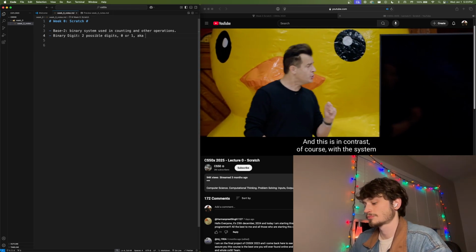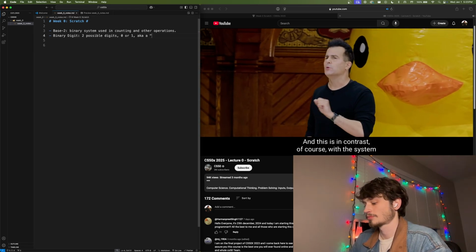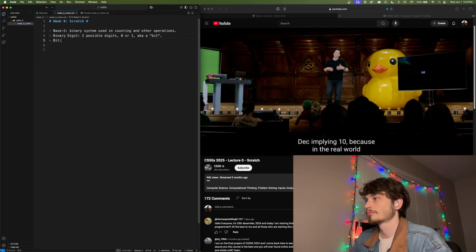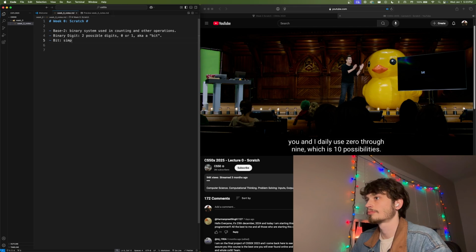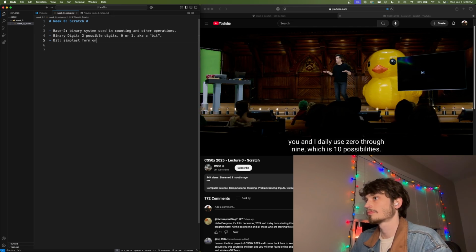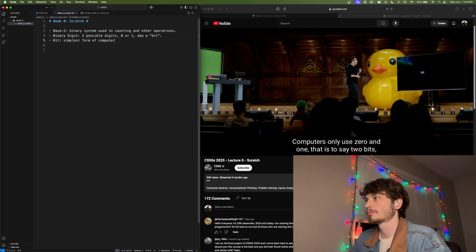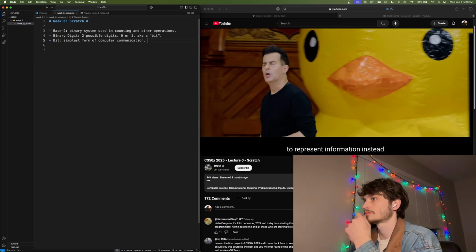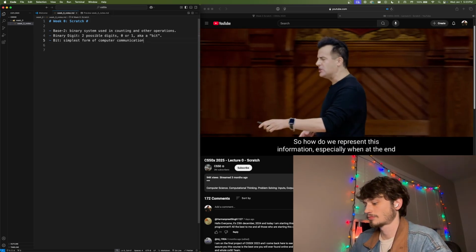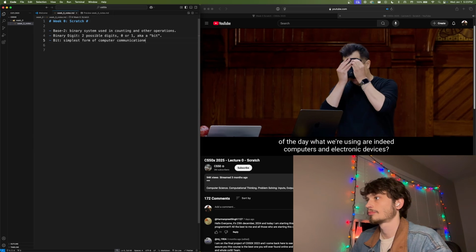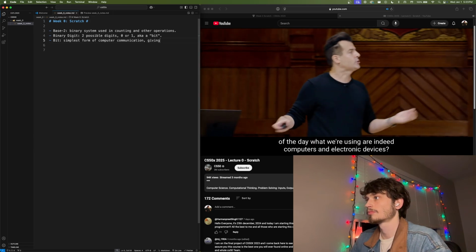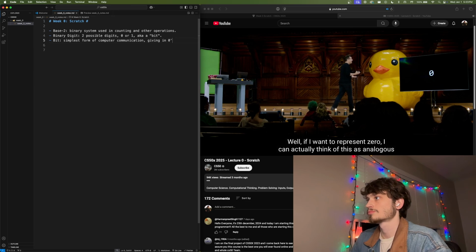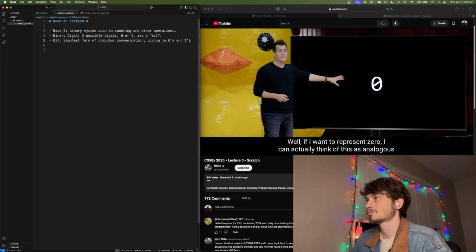And this is in contrast, of course, with the system you and I know as the decimal system, dec implying 10, because in the real world, you and I daily use 0 through 9, which is 10 possibilities. Computers only use 0 and 1. That is to say 2 bits to represent information instead. So how do we represent this information, especially when at the end of the day what we're using are indeed computers and electronic devices? Well, if I want to represent 0, I can actually think of this as kind of analogous to the physical world.